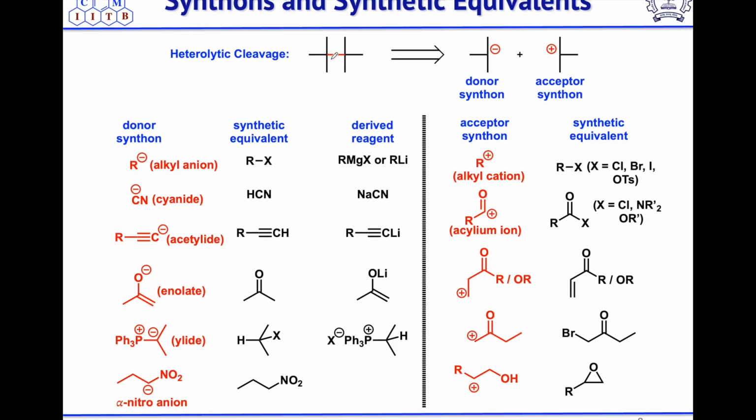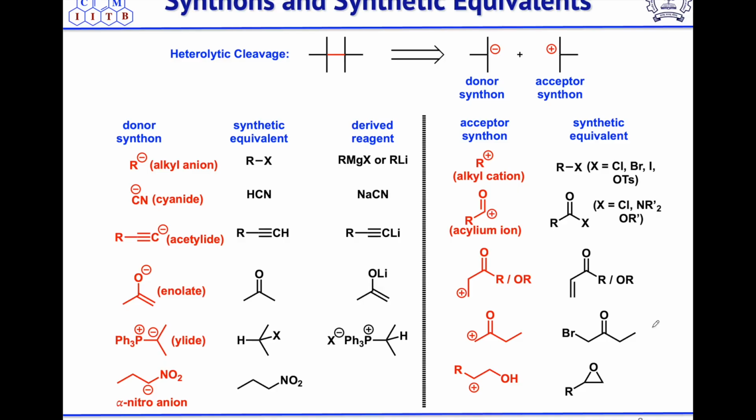Now what will happen if you break this C-C single bond heterolytically? One carbon atom will take two electrons from that bond, and the other carbon atom will show a positive charge. If this carbon atom takes two electrons from this bond, then this carbon will show a negative charge, and the opposite carbon atom will show a positive charge, right? The negative one we call the donor synthon, and the positive partner we call the acceptor synthon. Here I have mentioned several examples of donor synthons and their synthetic equivalents, and also the acceptor synthons and their synthetic equivalents. Already we have discussed this previously.